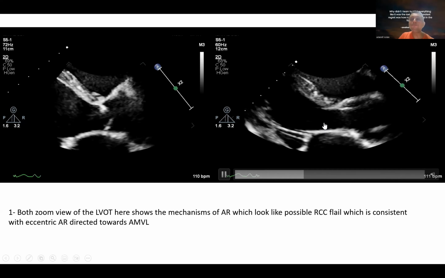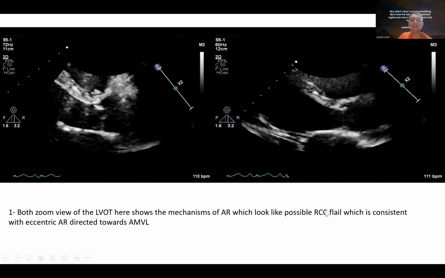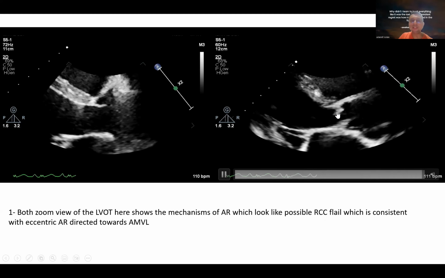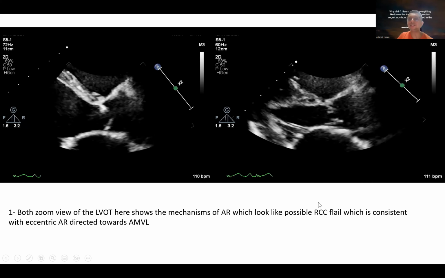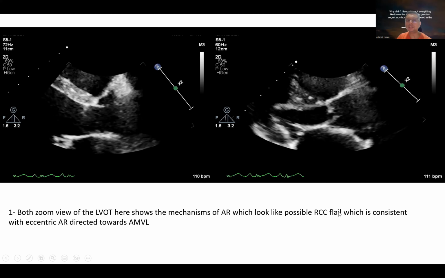So now we have the mechanism of the aortic regurgitation, which is flail of one of the leaflets, causing an eccentric jet directed in the opposite direction. So that's why 2D is very important.